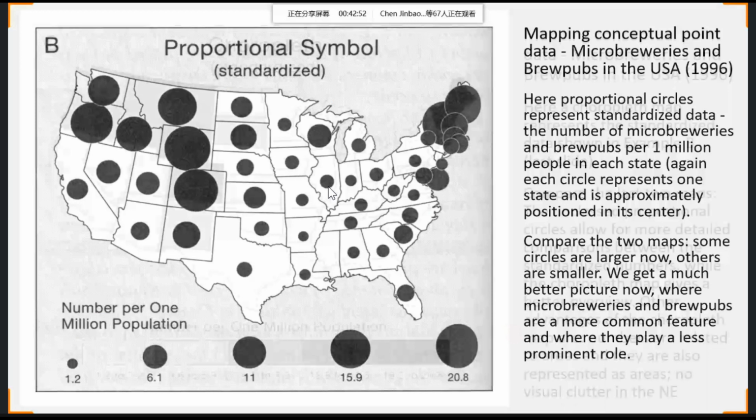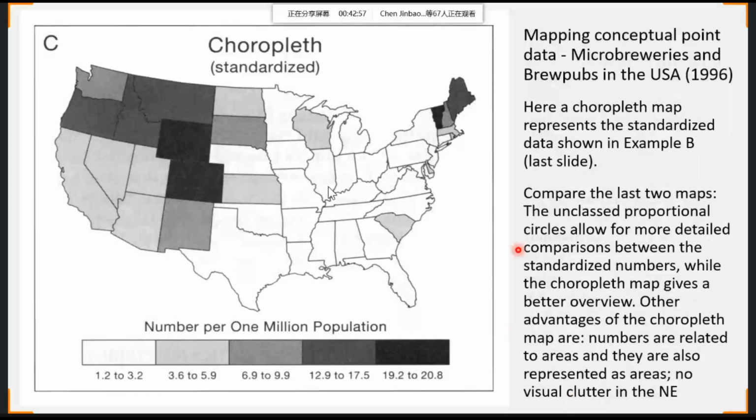Now this is a choropleth map you can use to compare with the other one. So of course the same data. Now here a choropleth map represents the standardized data shown in example B. So the map in the last slide is now here realized as a choropleth map.